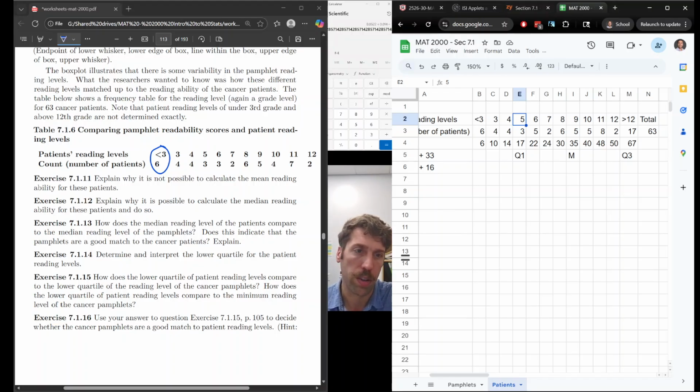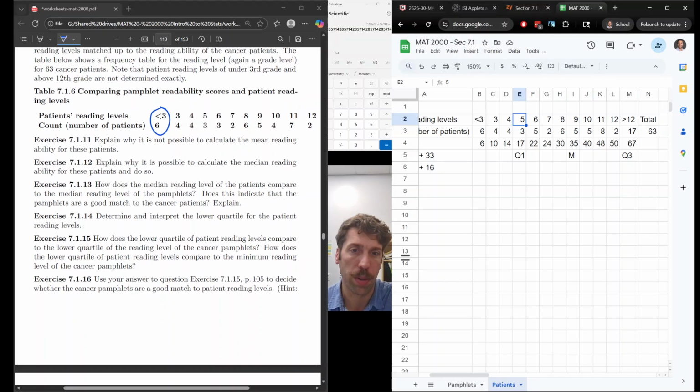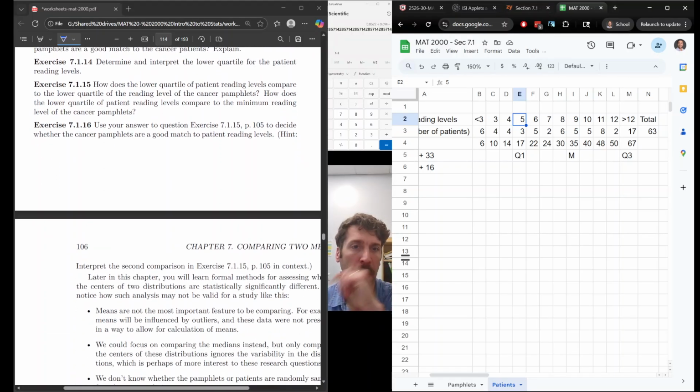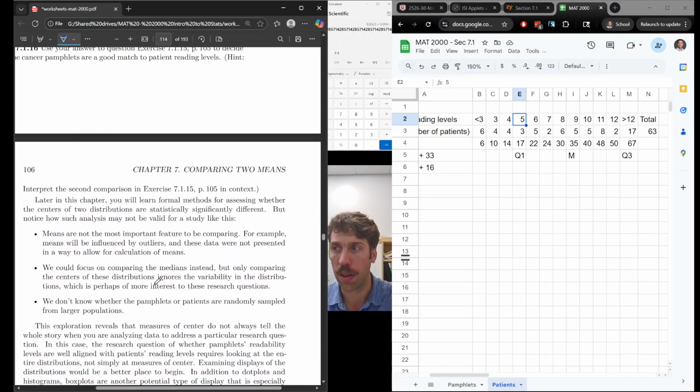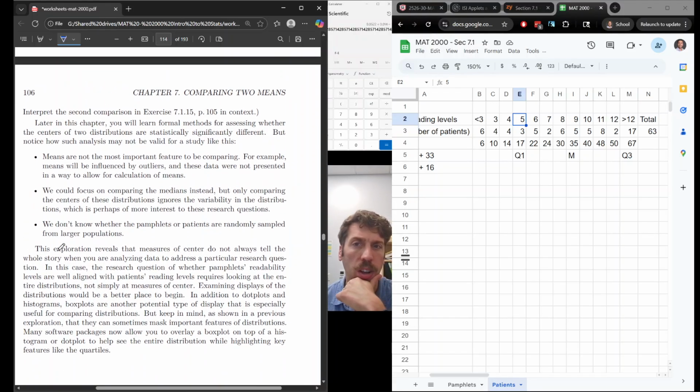No, use your answer in question 15 to decide whether cancer pamphlets are a good match to patient reading levels. So basically, take your answer to 15 and use some full sentences to apply it in context, right? Remember that this is about pamphlets about cancer and then the actual patients who have cancer. And so if the reading level of the pamphlet is above the readability level of the patient, then they're going to miss stuff and not understand things. Okay, so that covers this.